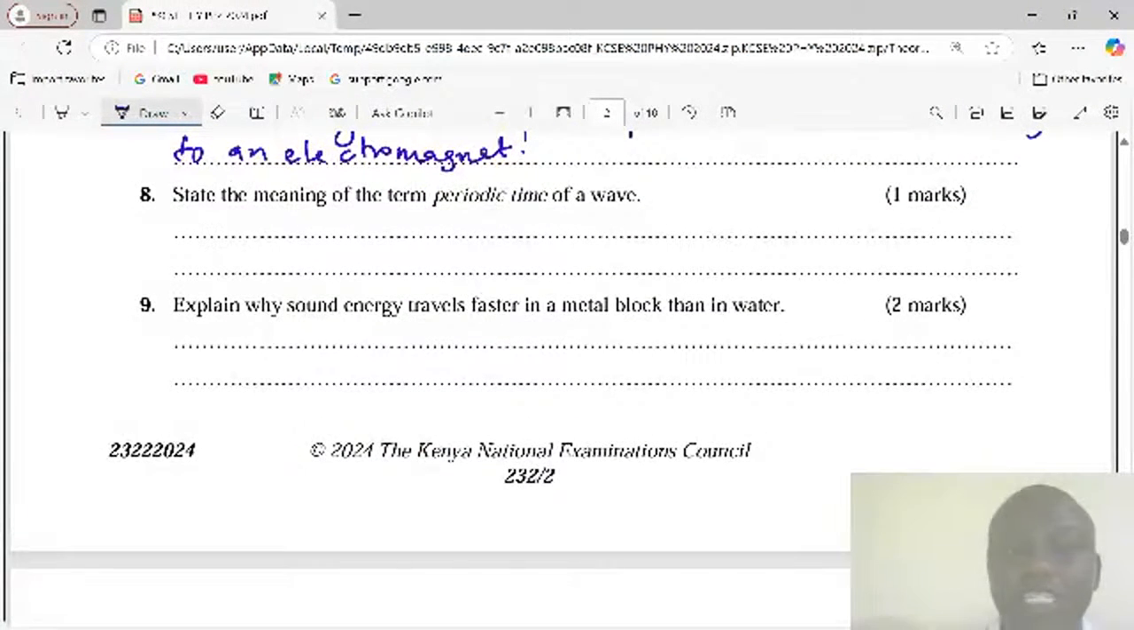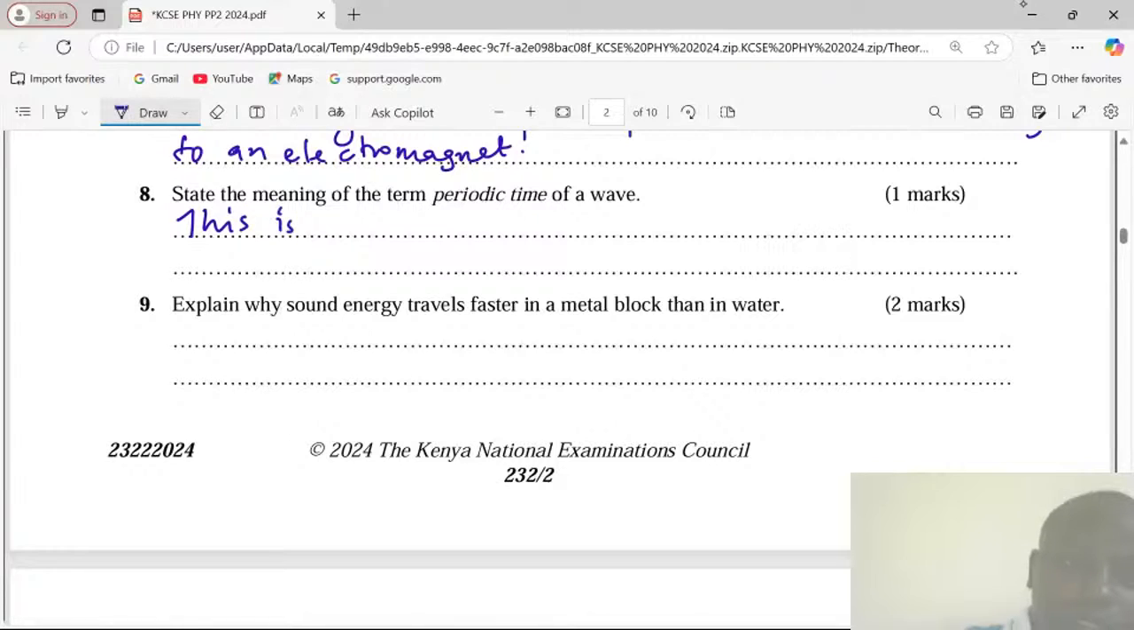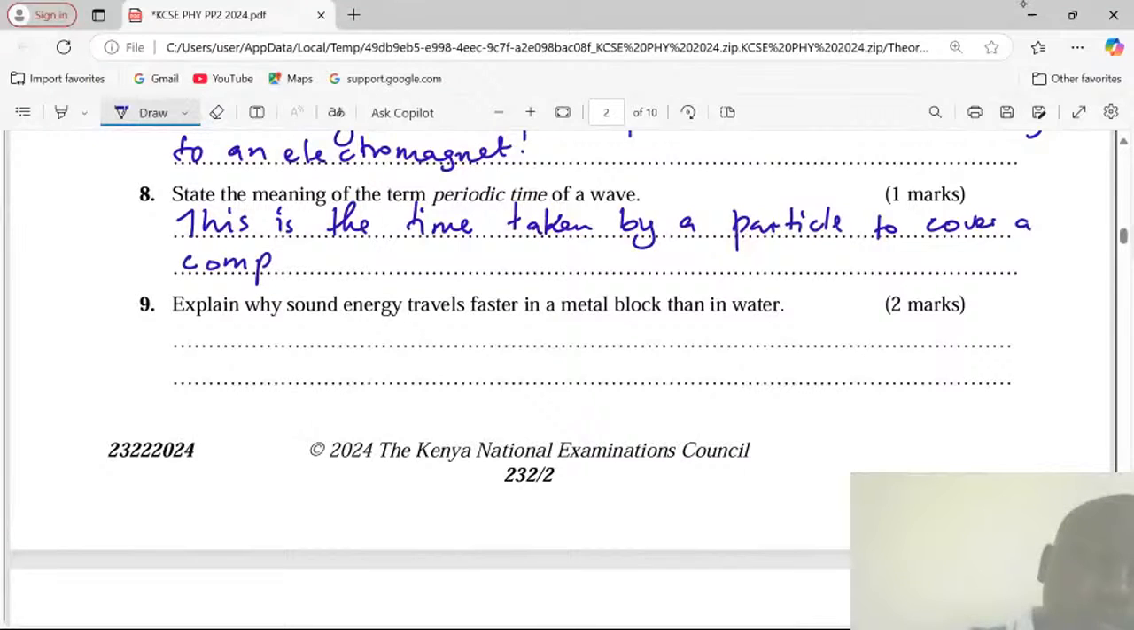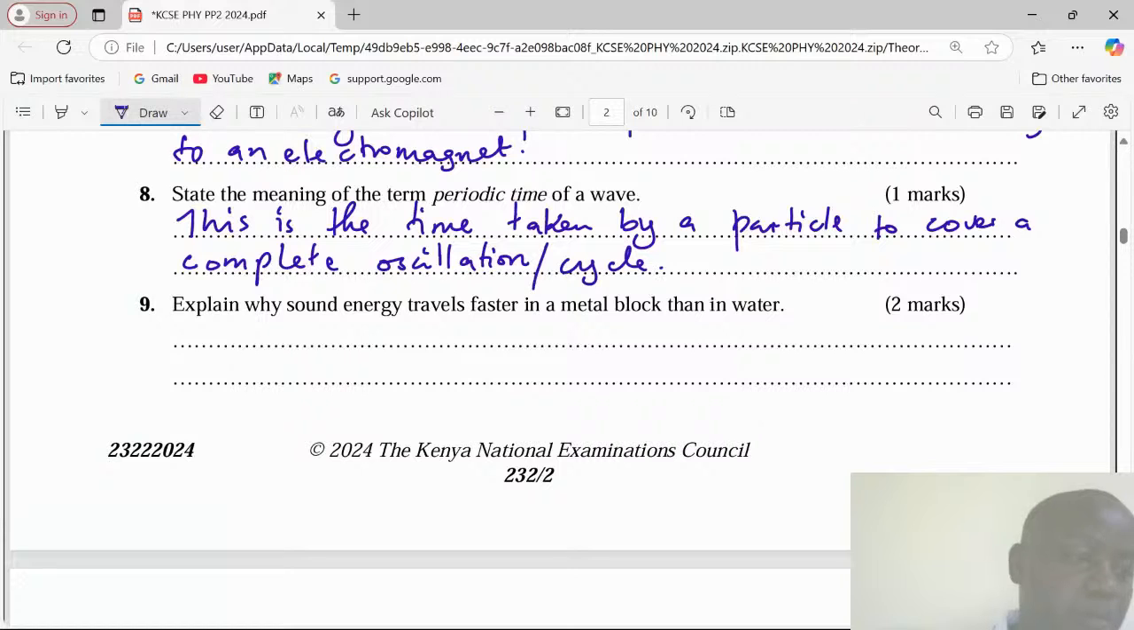We can talk about number 8 now. Number 8, state the meaning of the term periodic time of a wave. This is the time taken by a particle to cover a complete oscillation, to cover a complete cycle, a complete wavelength.